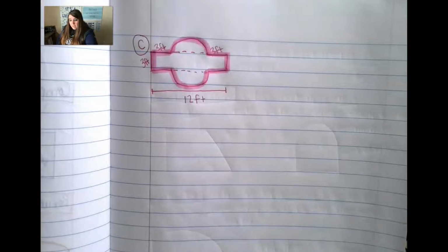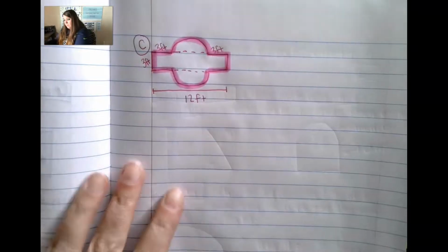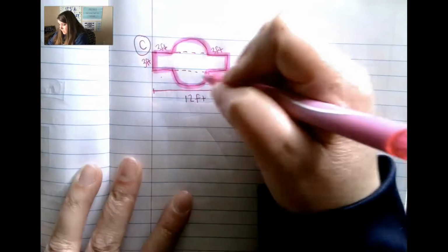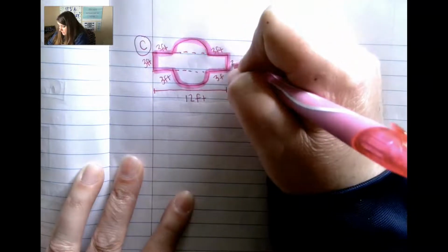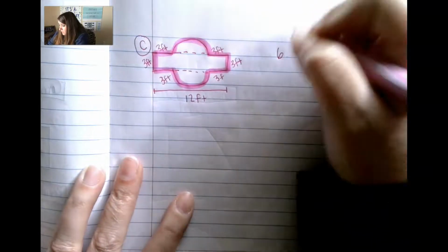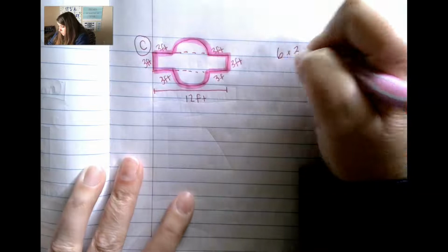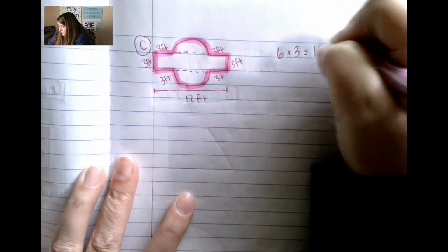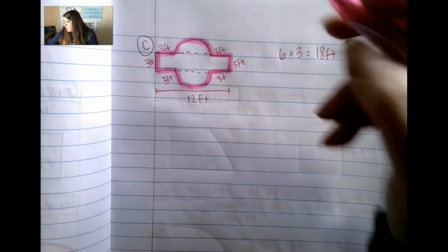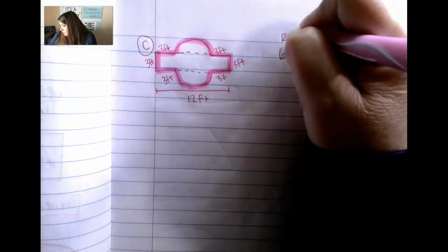So first of all, let's look and see all of the feet that we have, okay? So we have 3 feet, 3 feet, 3 feet, 3 feet, 3 feet, 3 feet, and 3 feet. So 1, 2, 3, 4, 5, 6. So we have 6 times 3 feet. That's going to give us a total of 18 feet. That represents all of the rectangle parts.